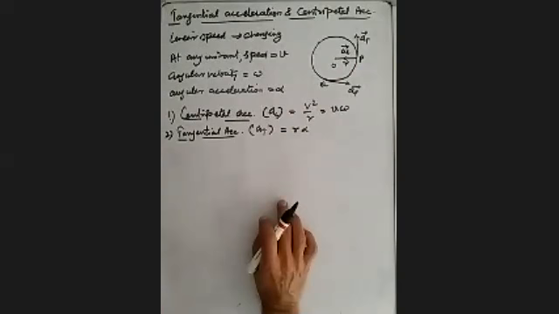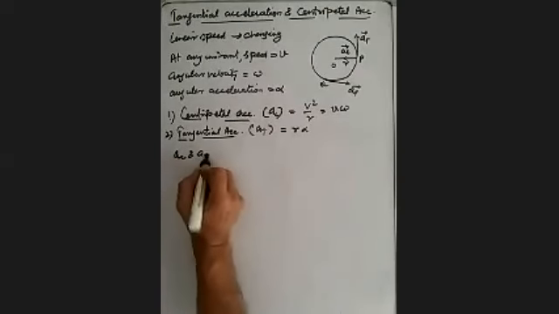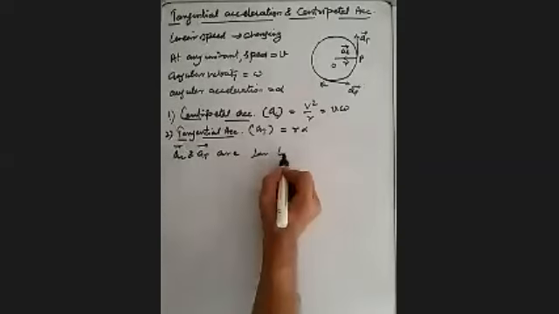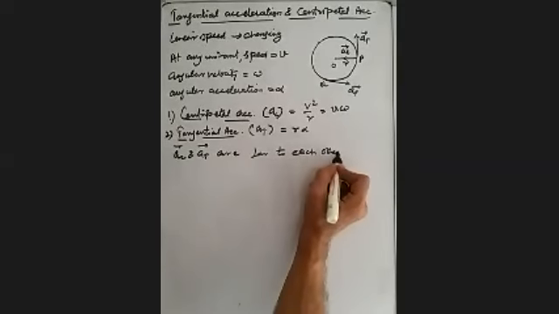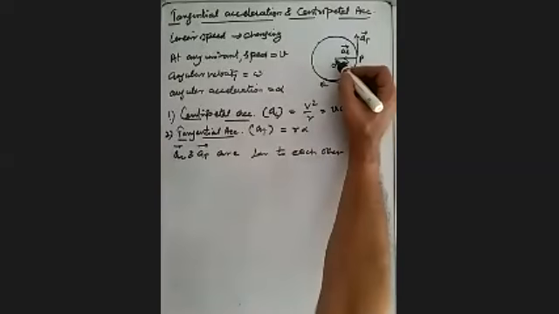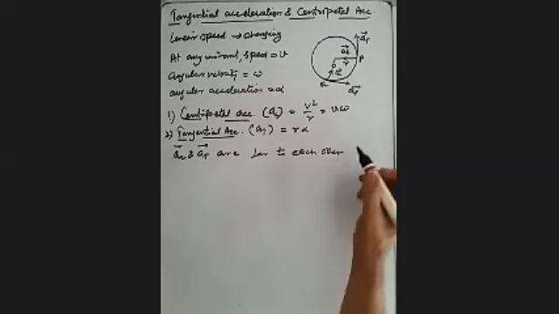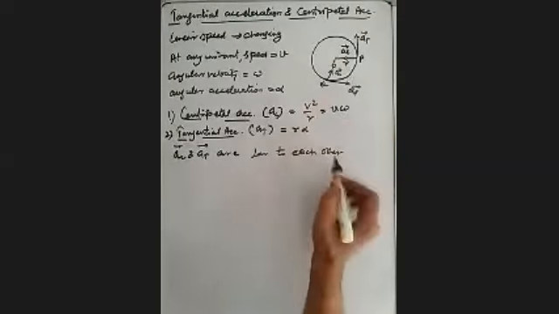Now AC and AT, these accelerations are perpendicular to each other at every point. So wherever it is, the acceleration will be like this. So AC is the centripetal acceleration. So always AC and AT are perpendicular to each other.